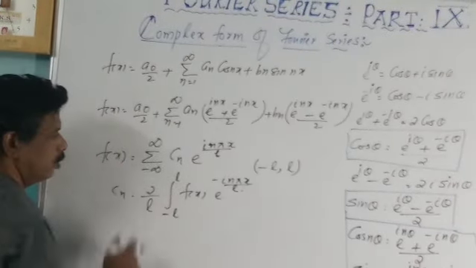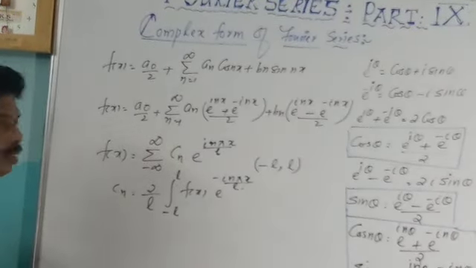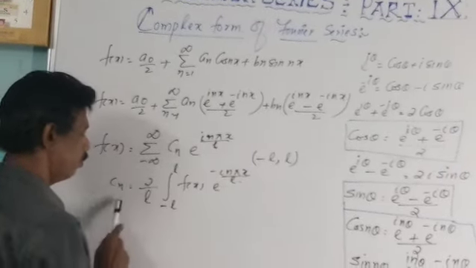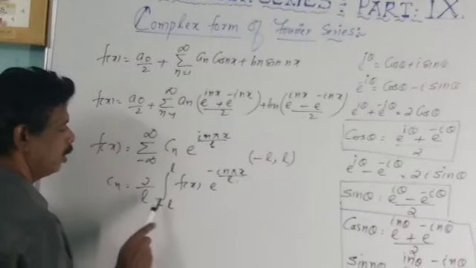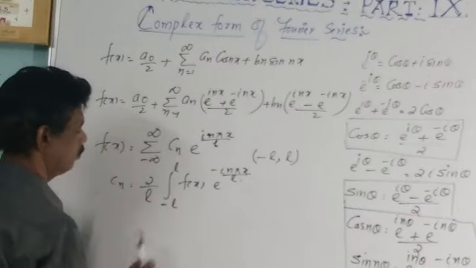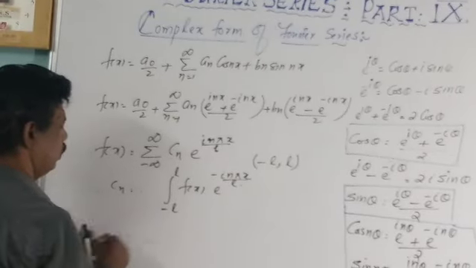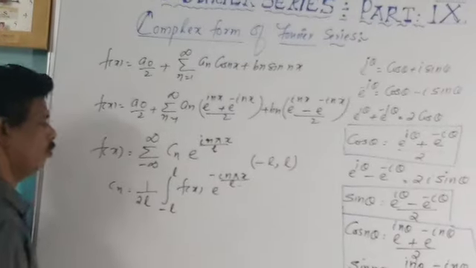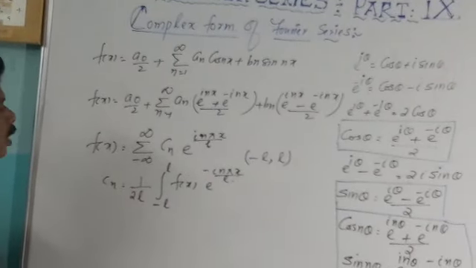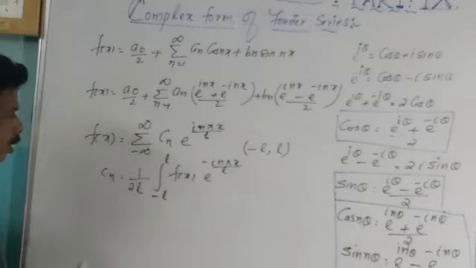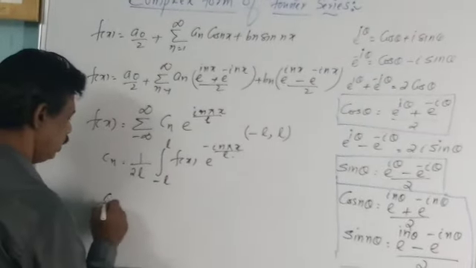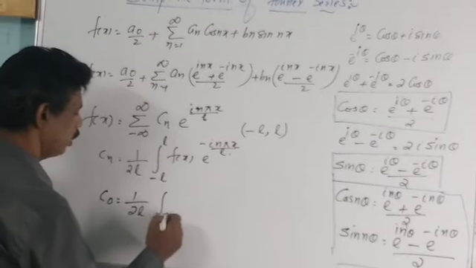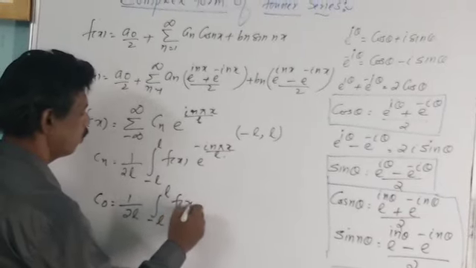Okay, if f(x) = sigma from minus infinity to plus infinity of c_n e^(i n pi x / l), then c_n = 1/(2l) integral from minus l to plus l of f(x) e^(-i n pi x / l) dx, and also c_0 = 1/(2l) integral from minus l to plus l of f(x) dx.